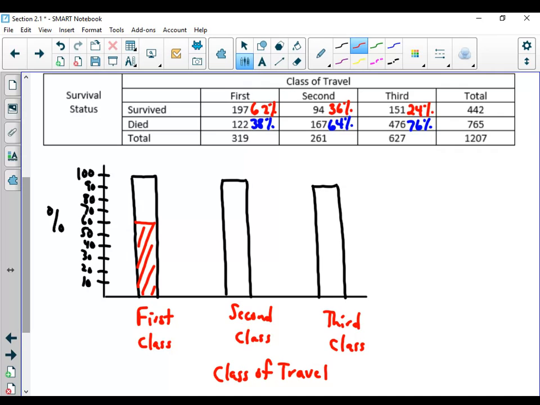Now, the nice thing with this one, there were only two categories there. It's either survived or didn't survive. So I don't have any extra work to do because whatever's left should be that second category.